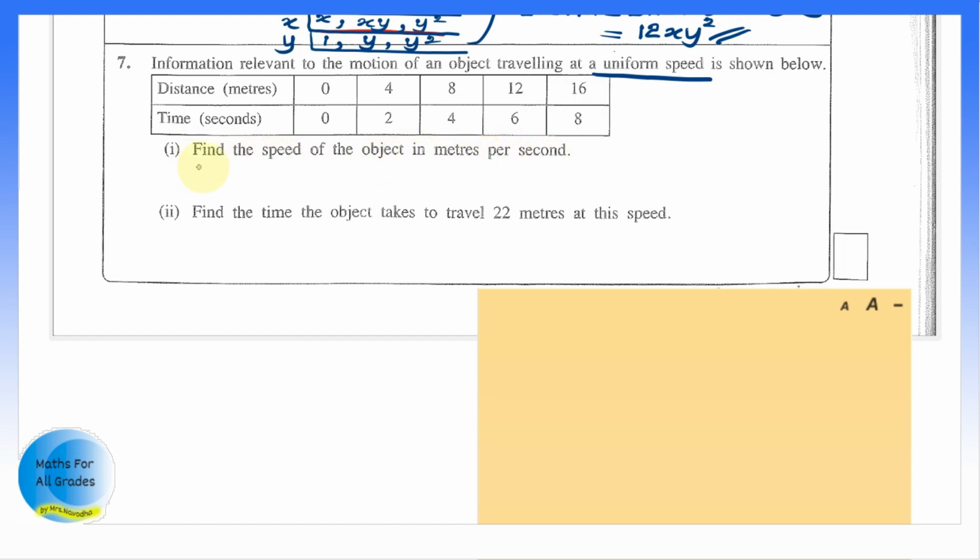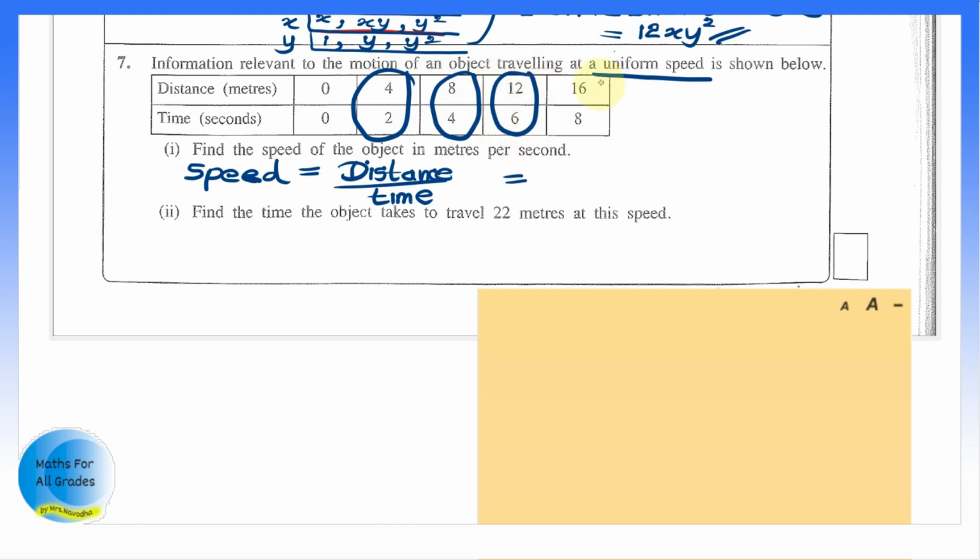So how are we going to find that? You should remember this formula. Speed equals distance over time. Now we have to find out the speed. So you can choose any coordinates among these. I'll go with 12 and 6. 12 is in meters. 12 is the distance. And the time it took to cover that distance is 6 seconds. So what is the answer? 2 meters per second. This is the uniform speed. Problem number 2.